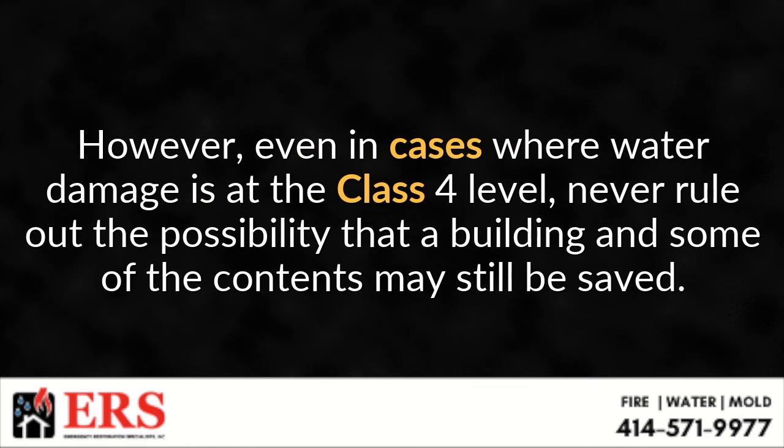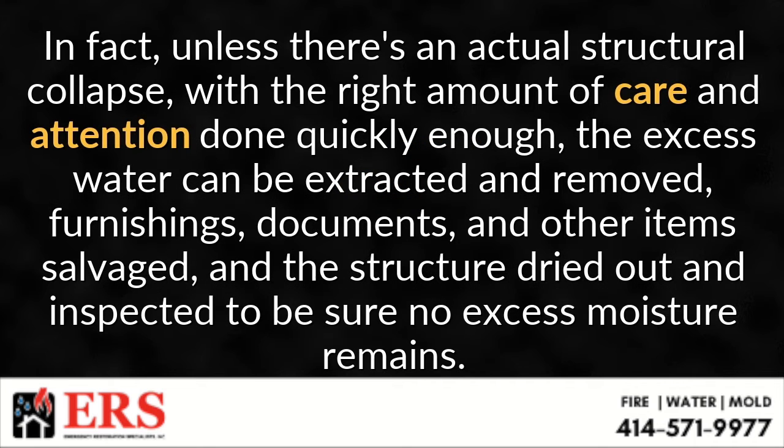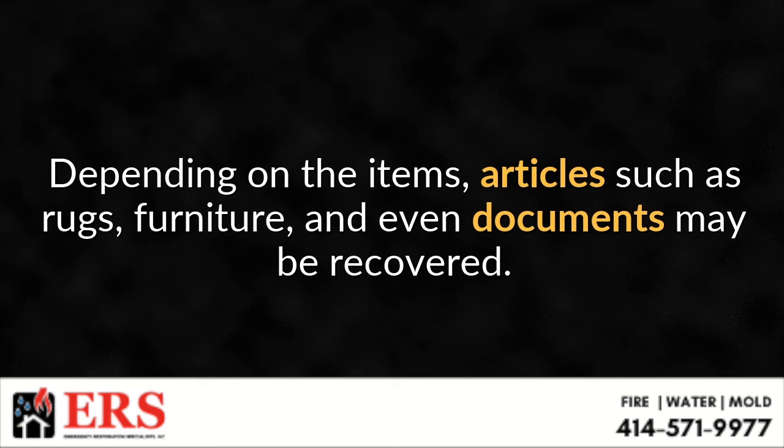However, even in cases where water damage is at the Class 4 level, never rule out the possibility that a building and some of the contents may still be saved. In fact, unless there's an actual structural collapse, with the right amount of care and attention done quickly enough, the excess water can be extracted and removed, furnishings, documents, and other items salvaged, and the structure dried out and inspected to be sure no excess moisture remains. Depending on the items, articles such as rugs, furniture, and even documents may be recovered.